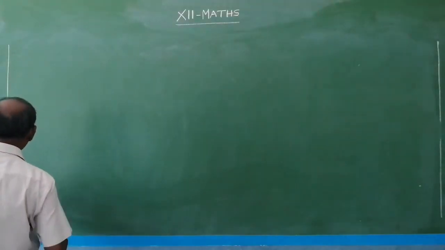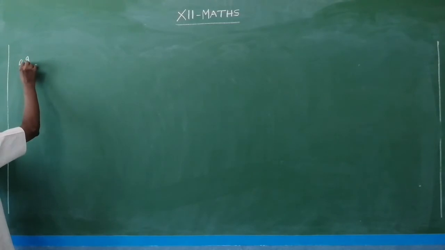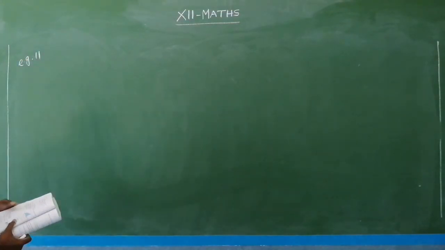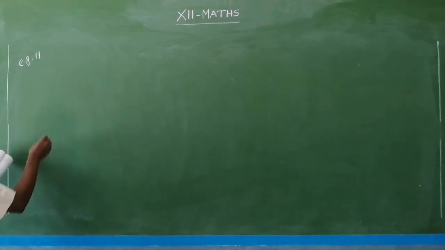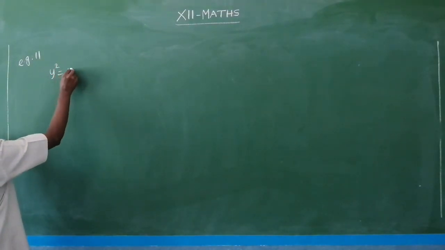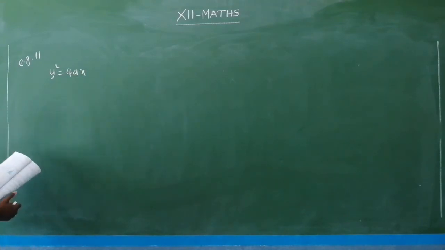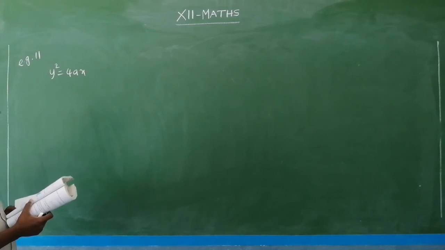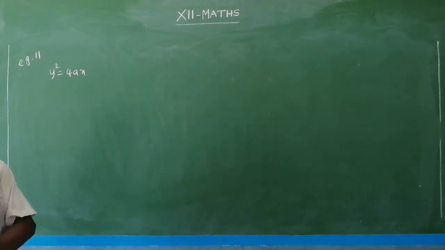Next, Miscellaneous Example 11. Find the area of the parabola y square equal to 4ax bounded by its latus rectum.